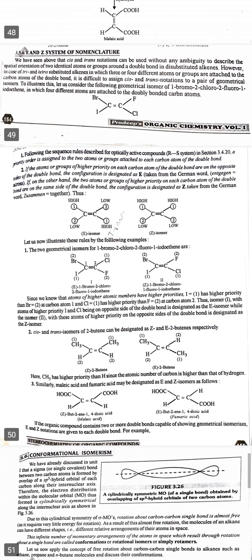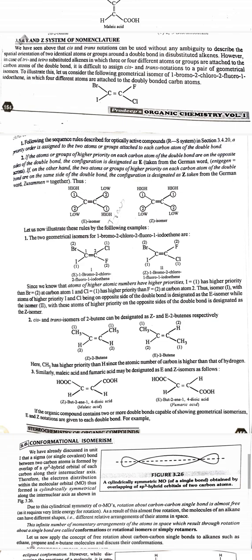Following the sequence rules described for optically active compounds in the RS system, a priority order is assigned to the two atoms or groups attached to each carbon atom of the double bond. If the atoms or groups of higher priority on each carbon atom of the double bond are on the opposite sides of the double bond, the configuration is designated as E. If, on the other hand, the atoms or groups of higher priority on each carbon atom of the double bond are on the same side of the double bond, the configuration is designated as Z.